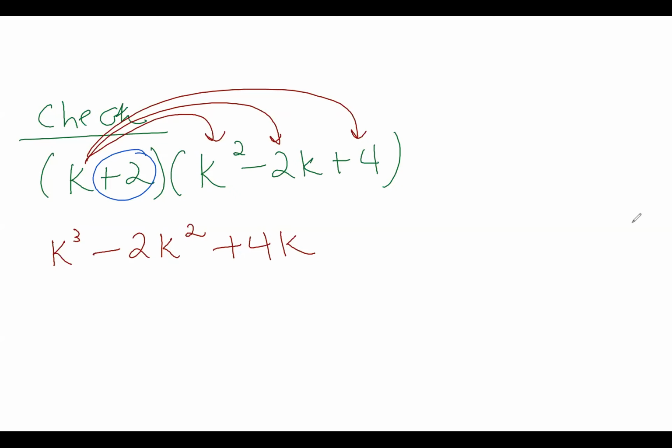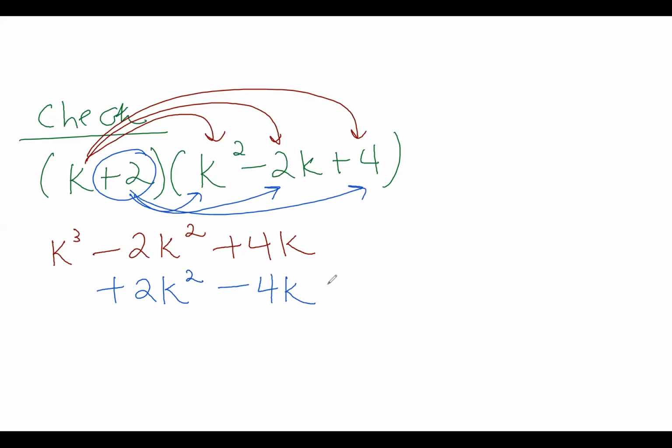Here we go, so let's distribute the 2. I'm distributing the 2. 2 times k squared, I will write plus 2k squared, and look where I'm writing it, right below the minus 2k squared. Okay, keep going. 2 times minus 2k, that's minus 4k. Finally, 2 times positive 4 is positive 8, so I'm writing plus 8.